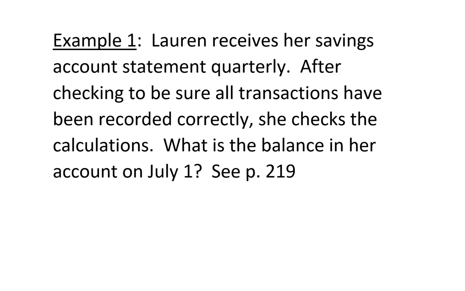Example 1, Lauren receives her savings account statement quarterly. After checking to be sure all transactions have been recorded correctly, she checks the calculation. What is the balance in her account on July 1st? See page 219. So basically, we're going to start with the balance $274.50. On the 15th, money is deposited, so we're going to add $250 in there. So $274.50 plus $250 is $524.50.